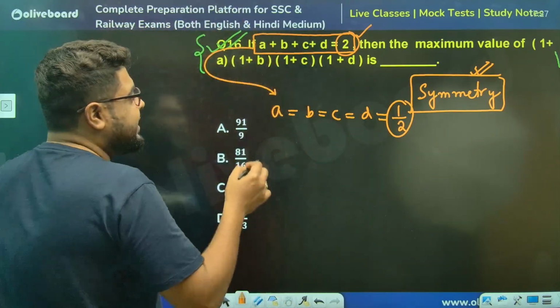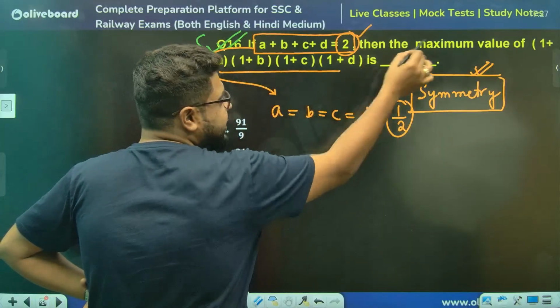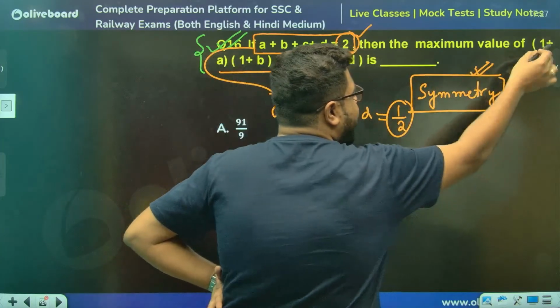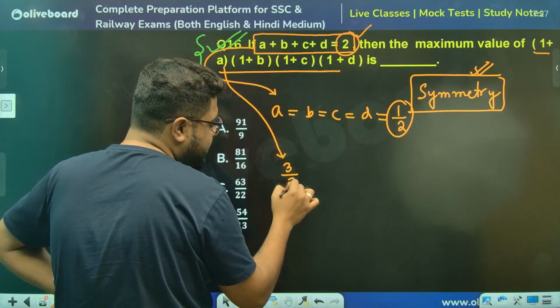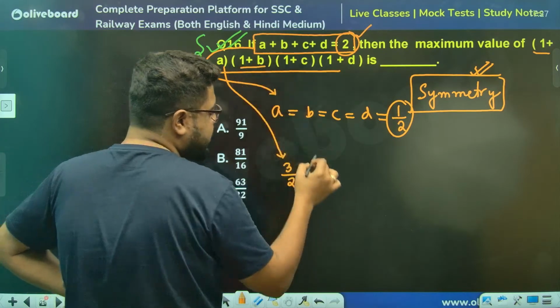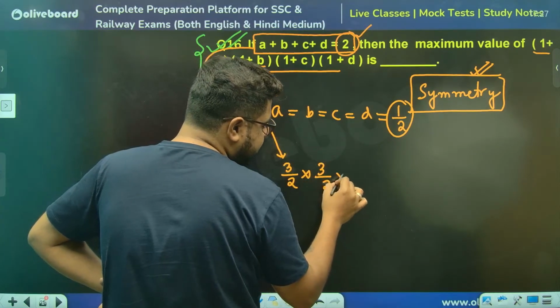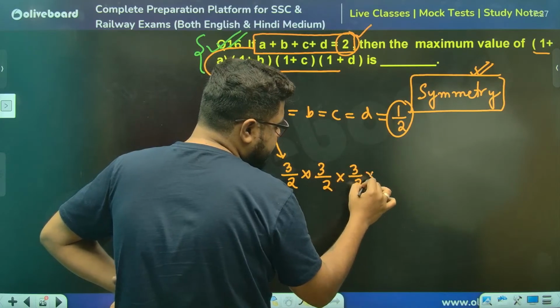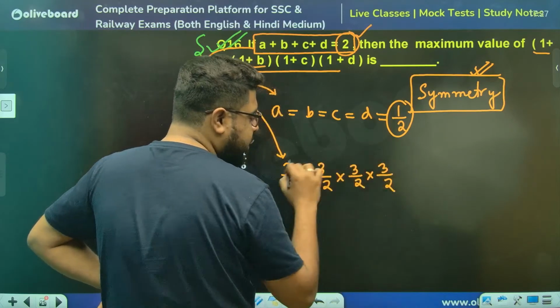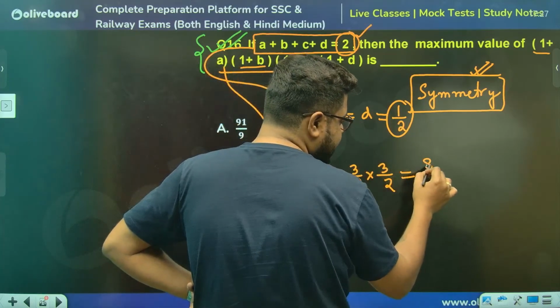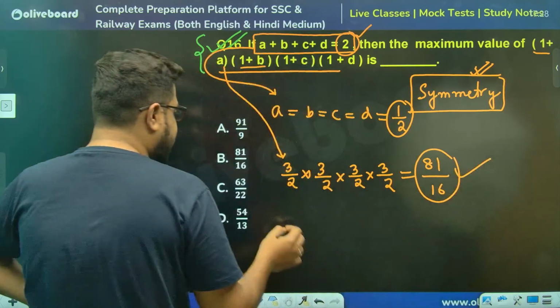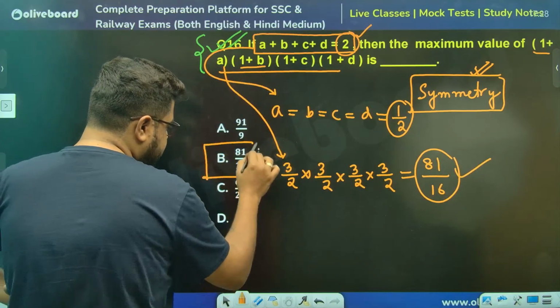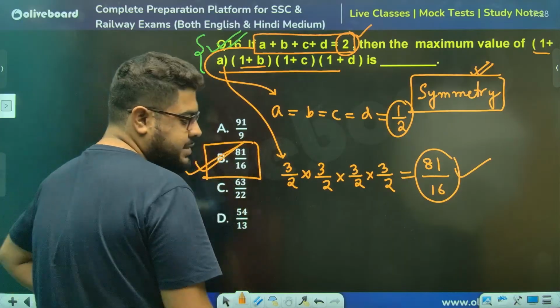So if you do that, just this particular expression becomes what? 1 plus half. 1 plus half is 3 by 2. Next one, this is also 3 by 2. Again 3 by 2. Again 3 by 2. So 3 to the power 4 by 2 to the power 4. That's your answer, 81 by 16. Option B is your correct answer.